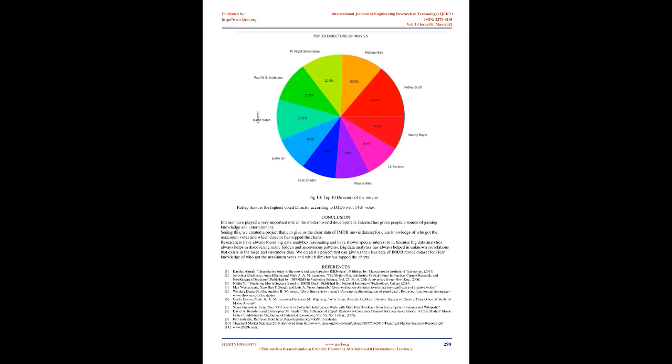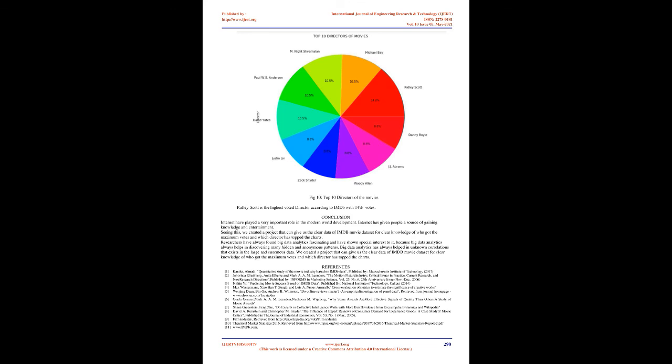Conclusion. The Internet has played a very important role in modern world development. The Internet has given people a source of gaining knowledge and entertainment. Seeing this, we created a project that can give us clear data of the IMDB movie dataset for clear knowledge of who got the maximum votes and which director has topped the charts.